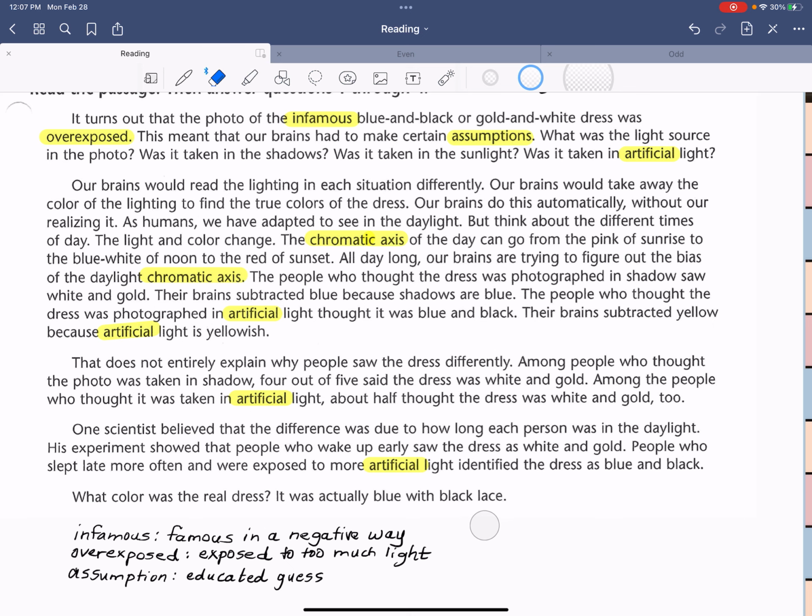Then we have artificial. This is probably one that you've heard. Artificial is fake. You can have artificial snow at ski resorts, artificial sweeteners to replace sugar. Artificial light is not sunlight. It's light produced by electricity.